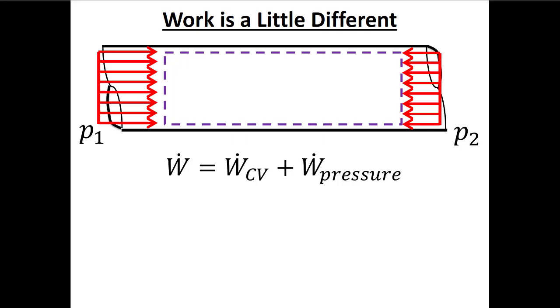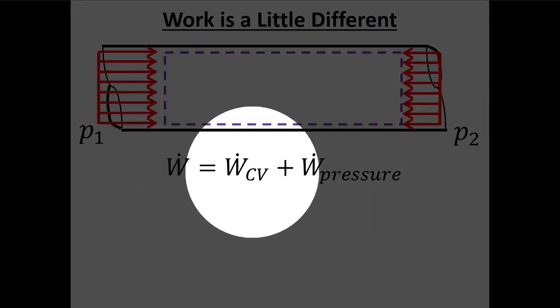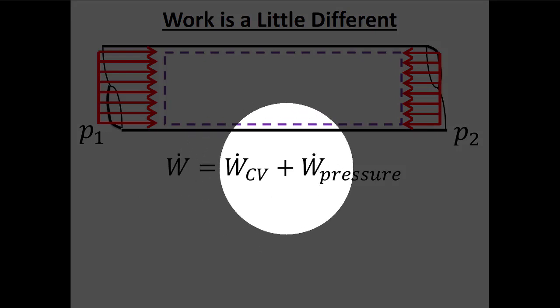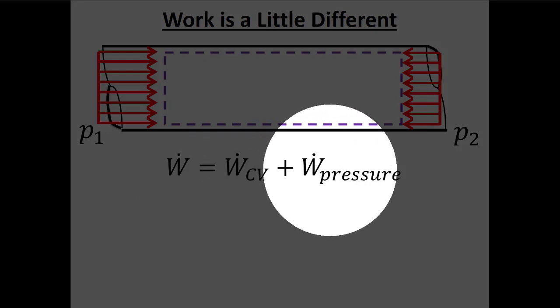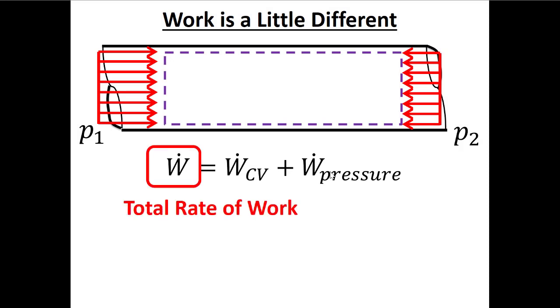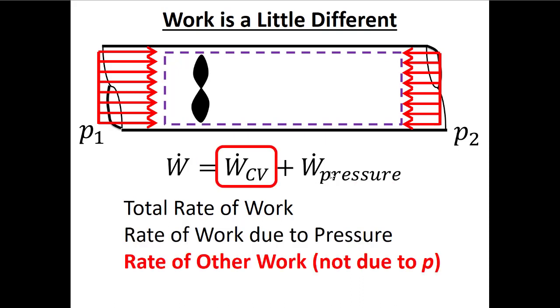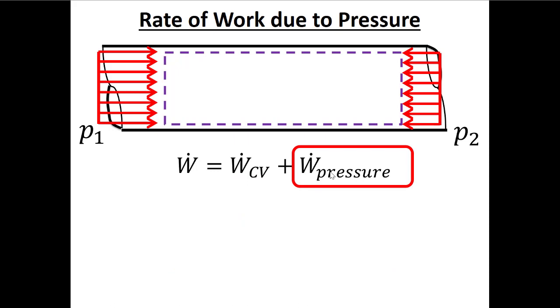So here, if we look at the total work, or the rate of work, or the power, this is going to be the power from whatever fan blades we have in the system, plus the pressure work, or the rate of pressure work, across our control volume. So this W dot term is the total rate of work. W dot from the pressure is the rate of work due to pressure, because there's a pressure difference on opposite sides of our control volume. And then there's the rate of other work not due to pressure, right?